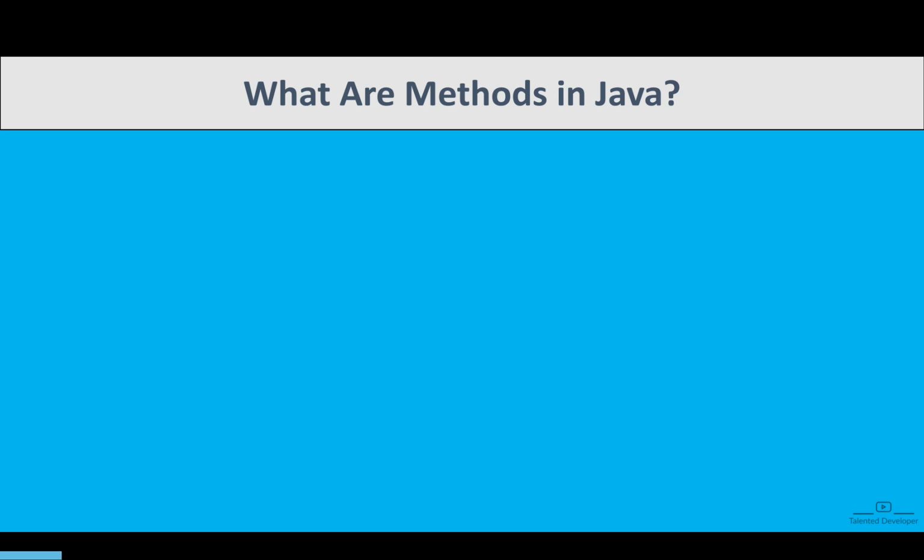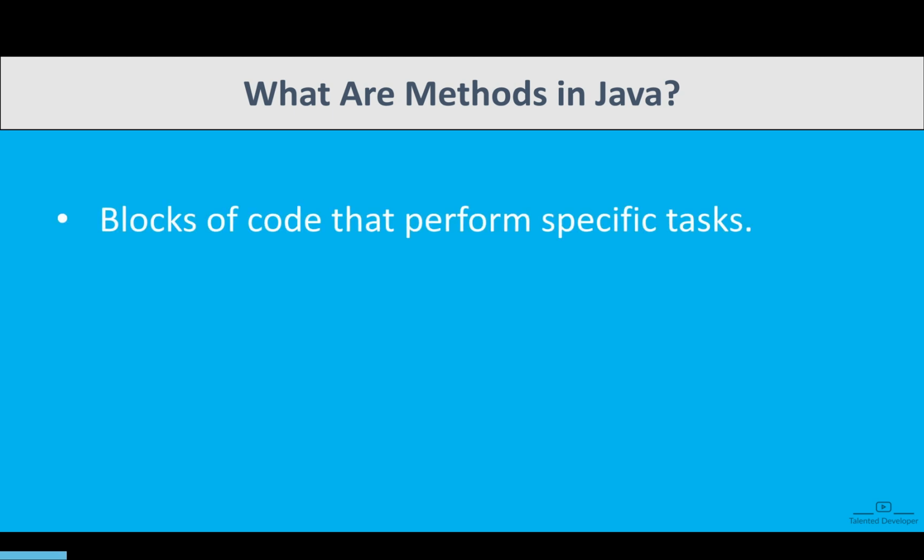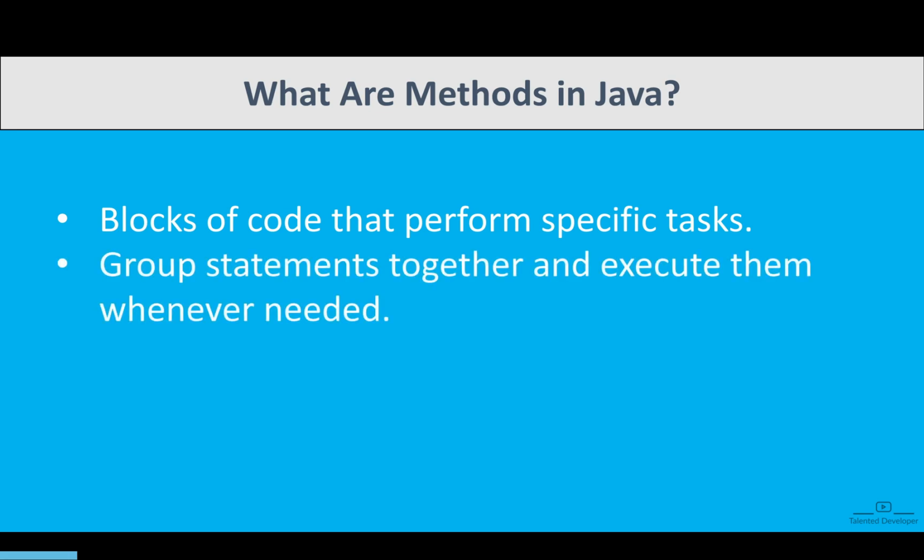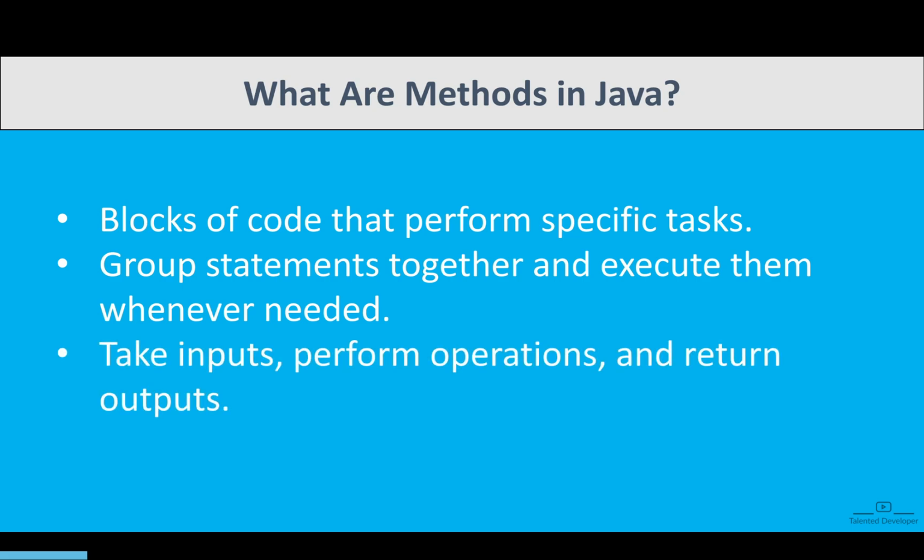So what are methods in Java? Methods in Java are blocks of code that perform a specific task. They allow us to group statements together and execute them whenever needed. Methods can take input, perform operations and return output. They help to avoid repetition and make our code easier to maintain.